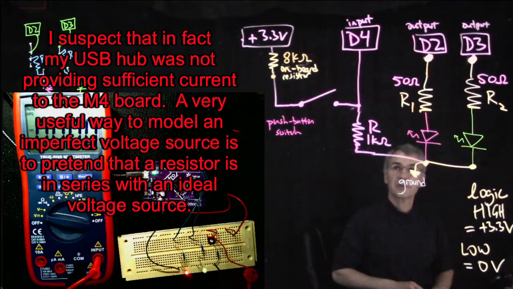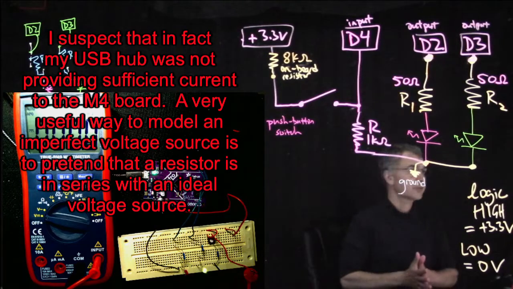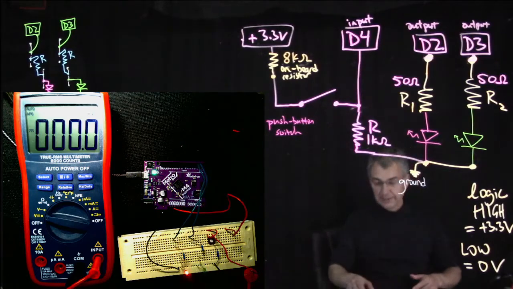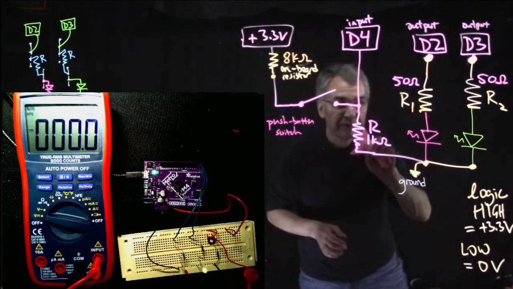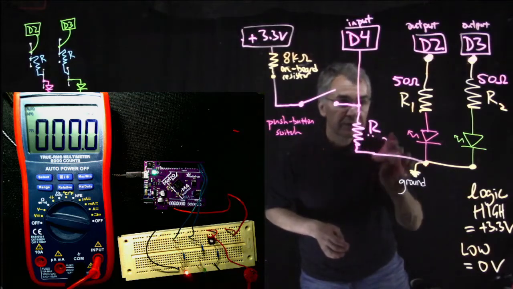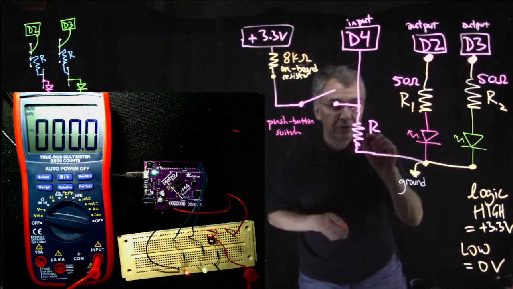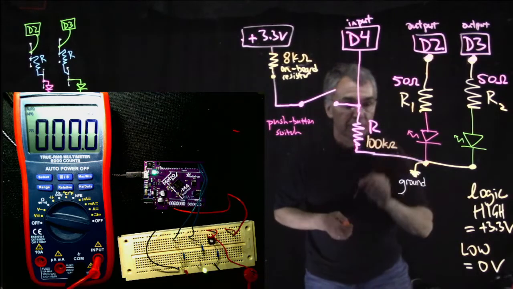theory. Another possible theory is that it just has a maximum amount of current it wants to supply to that plus 3.3 volt pin. Anyway, what that means is I have to use a resistor here which is much bigger than 8 kilo ohms to get the result I want. So I'm going to use 100 kilo ohms here.